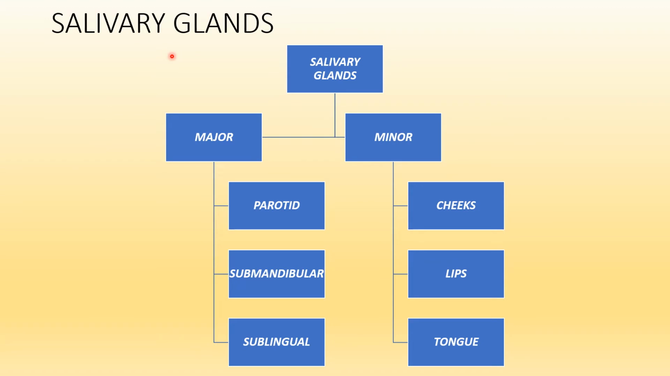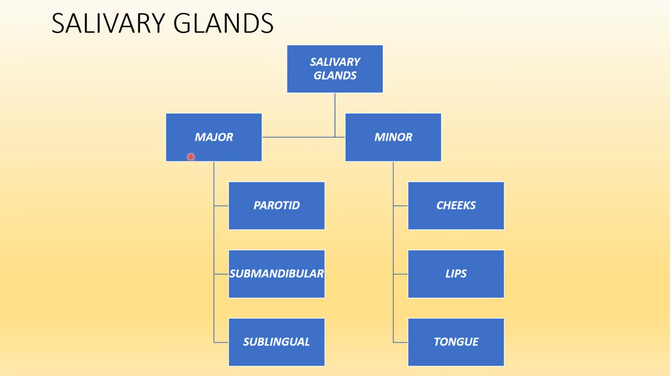So today we are going to see about the histology of the serous salivary gland. So first of all, what is a salivary gland? The gland which secretes the saliva is called a salivary gland. If you see the salivary glands, they are divided into two types: major salivary glands and minor salivary glands.